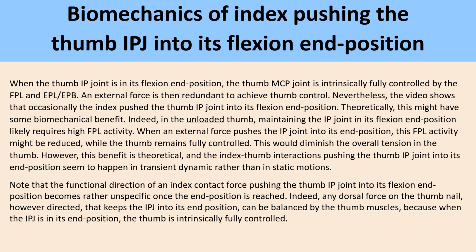However, this benefit is theoretical, and the index-thumb interactions pushing the thumb IP joint into its end position seem to happen in transient dynamic rather than in static motions. Note that the functional direction of an index contact force pushing the thumb IP joint into the flexion end position becomes rather unspecific once the end position is reached. Indeed, any dorsal force on the thumbnail, however directed, that keeps the IP joint in its end position can be balanced by the thumb muscles, because when the IP joint is in its end position, the thumb is intrinsically fully controlled.